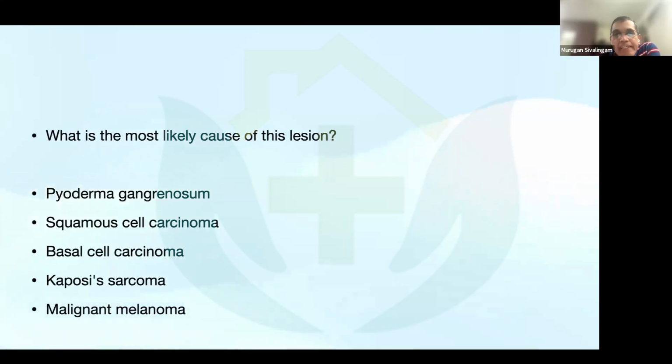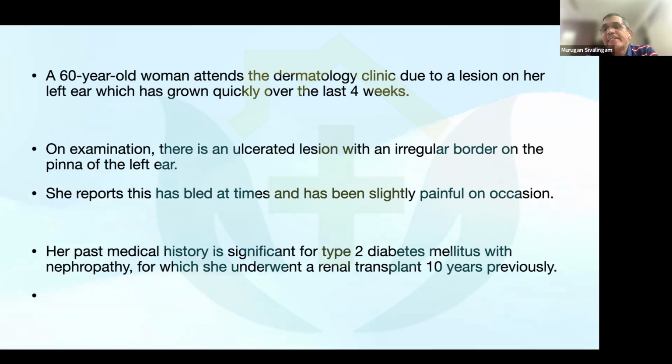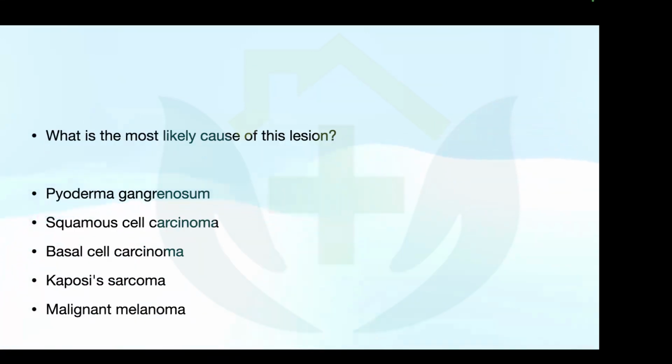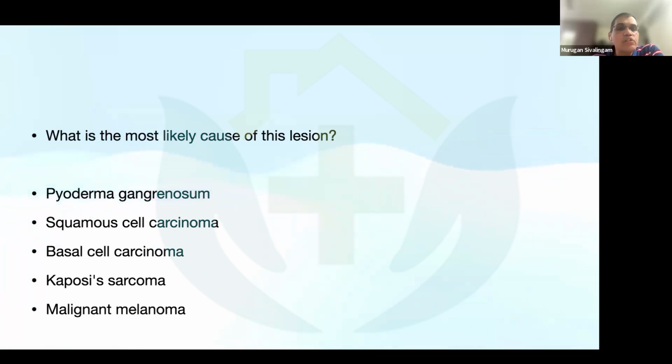What would you think if she didn't have a transplant? Immunity compromise. Sorry? Basal cell. Yeah, that's right. So pyoderma cancer doesn't happen there. Kaposi's, unless you think of HIV. Malignant melanoma is very, very unlikely.